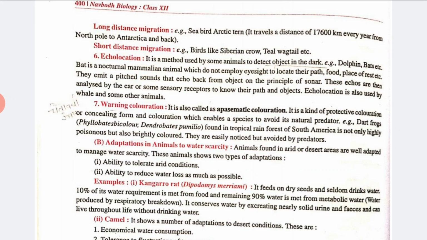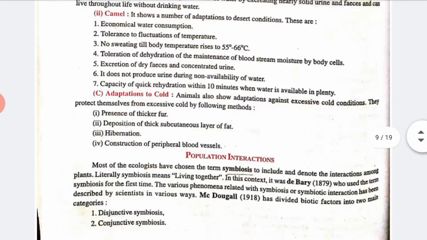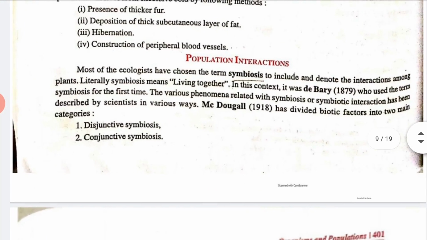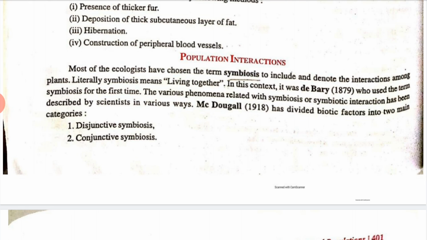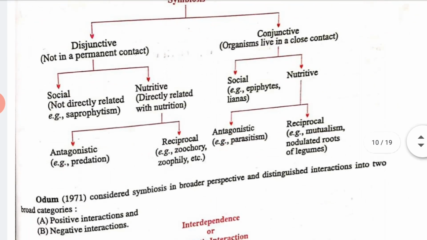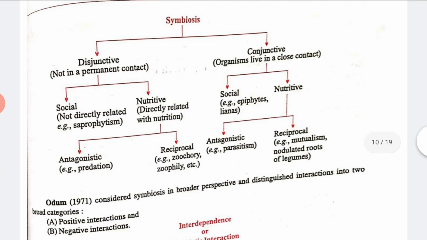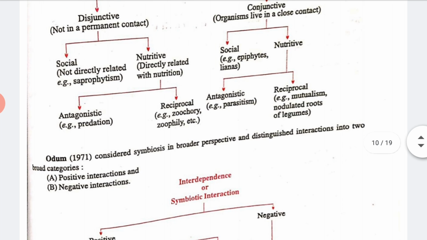next let us talk about population interactions. Okay, population interactions. Most of the ecologists have chosen the term symbiosis to denote the interaction among organisms. Literally symbiosis means living together, right. So on the basis of symbiosis we have divided some categories. See this symbiosis, this is disjunctive and conjunctive. Okay, so you can see here with the help of this table.